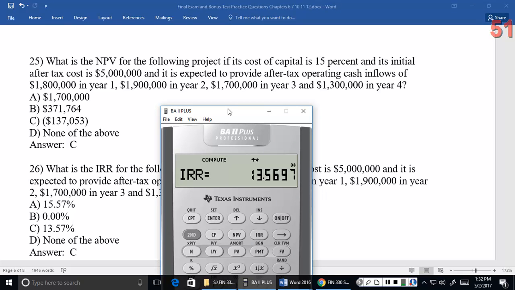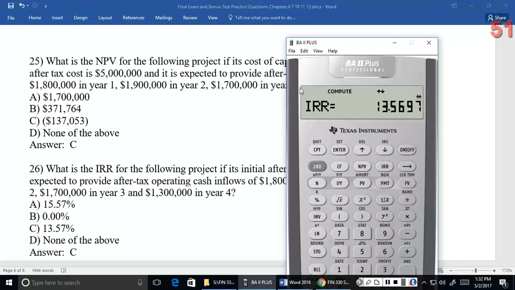For 26, since I've already got the cash flows in for 25, all I did was press the internal rate of return key and the compute key. Okay? And that was because I already had the cash flows in. If this were a separate internal rate of return problem with new cash flows, I would have to press the cash flow button, second, clear work, and then put the cash flows in, and then press the internal rate of return key and the compute key.